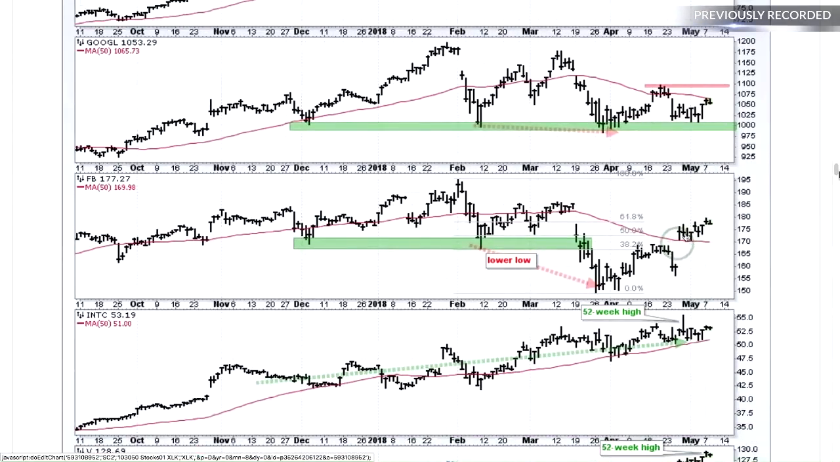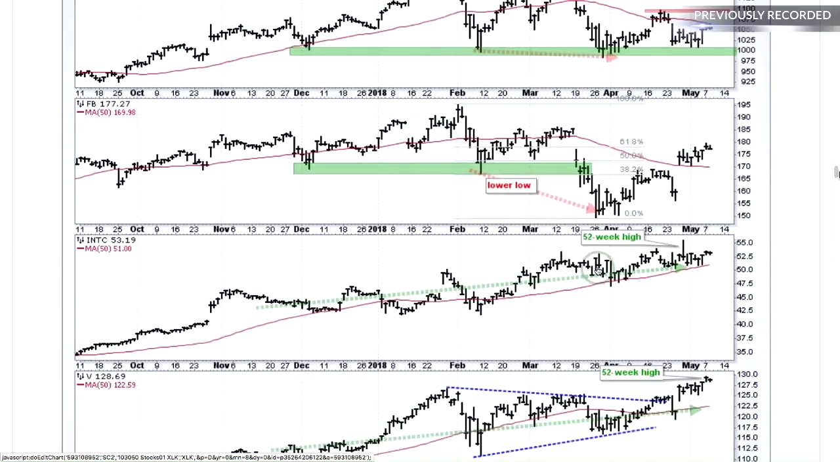Facebook, again, I'm not sure. There's this 61.8% retracement coming in here. Is the gap resistance? I really don't know if a gap is marking resistance, but I see a sharp breakdown here, and this bounce looks like a counter trend move to me. So I'd watch out. It moved below 170. That could signal a continuation of this prior decline for Facebook.